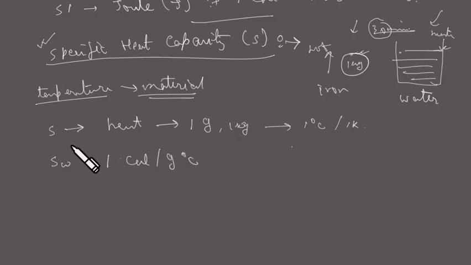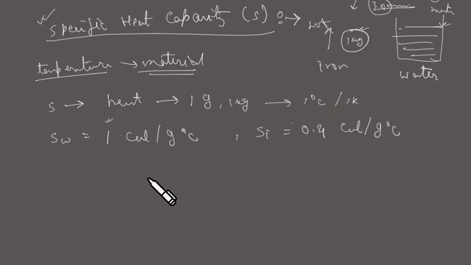Let me write it later. Before that, the specific heat capacity for water is 1 calorie per gram per degree Celsius, and for iron it is 0.4 calorie per gram per degree Celsius. That means the specific heat capacity for water is much more than that for iron. That's why it needs much more heat to change the temperature of water by an equal amount.